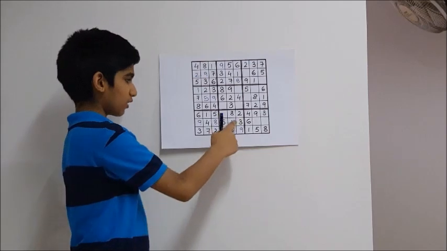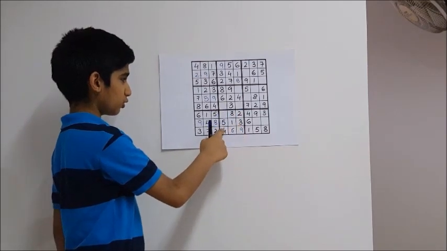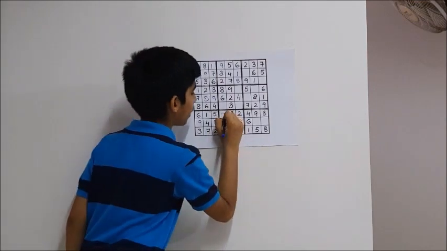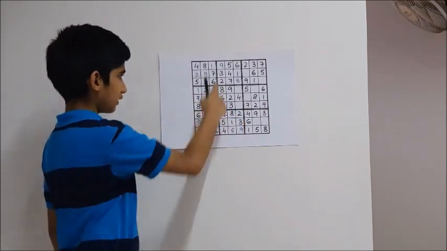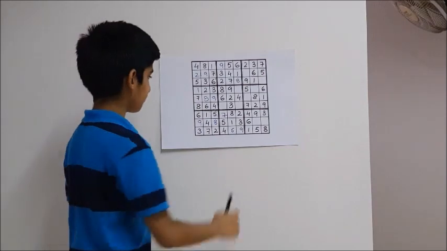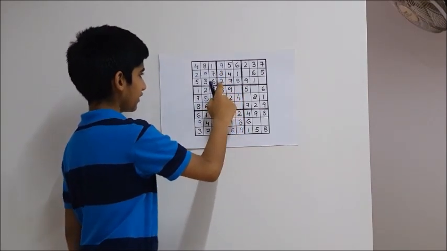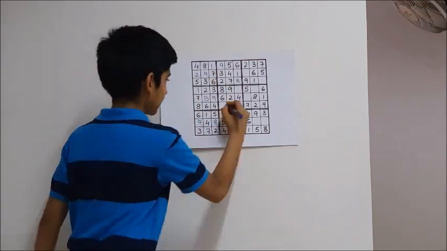Now in the same block, 1, 2, 3, 4, 5, 6, 8, 9. 7 will complete this block. Now in the fourth column, 2, 3, 4, 5, 6, 7, 8 and 9. So 1 will complete it.